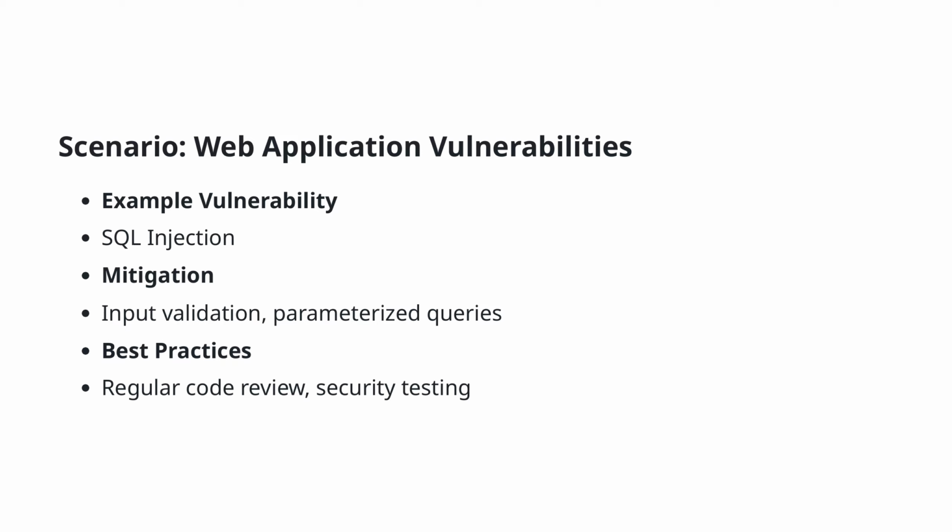Additionally, best practices for addressing web application vulnerabilities include conducting regular code reviews and security testing. Code reviews help identify potential security flaws by examining the code base thoroughly, while security testing, such as penetration testing, simulates attacks to uncover vulnerabilities before they can be exploited by malicious actors. By integrating these mitigation strategies and best practices, you can significantly enhance the security of your web applications against SQL injection attacks and similar vulnerabilities.